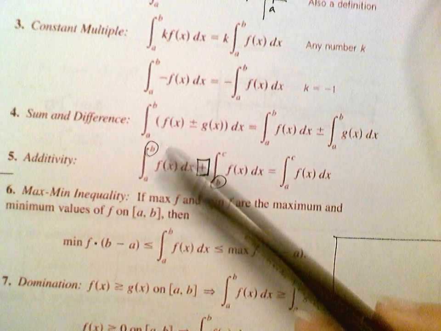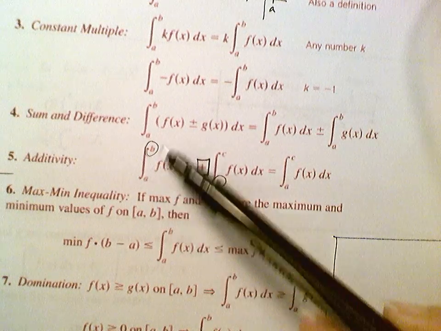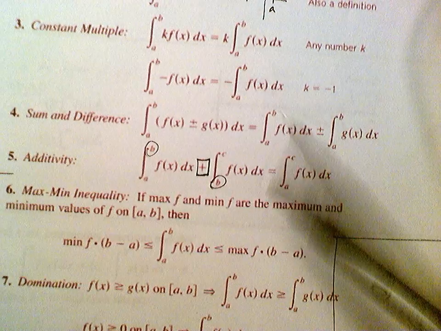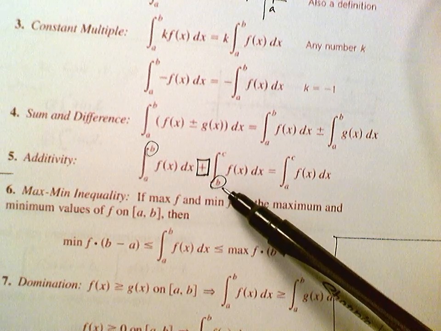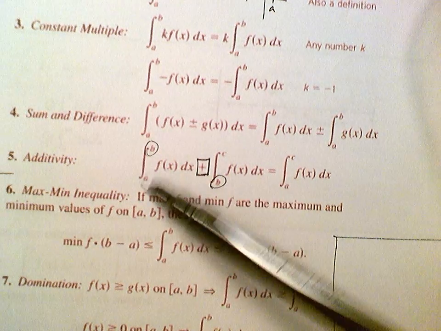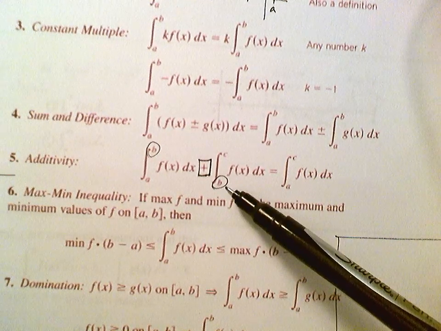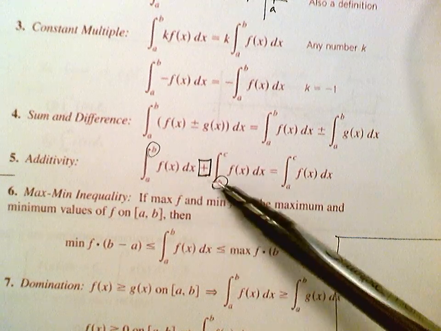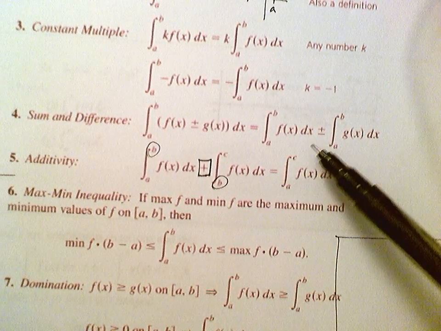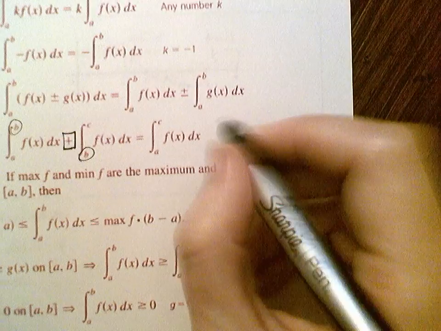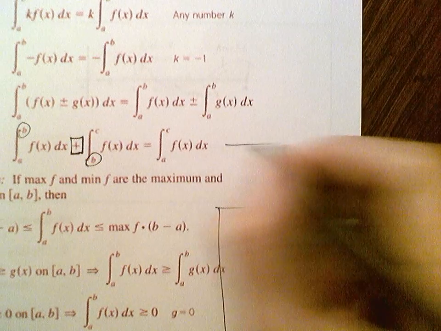Remember, these upper and lower limits represent the interval that you're integrating over. And this is the interval that you're integrating over. If this interval leaves off where this interval starts, then you could just add these intervals to get that one there. So let's do a picture off to the side.